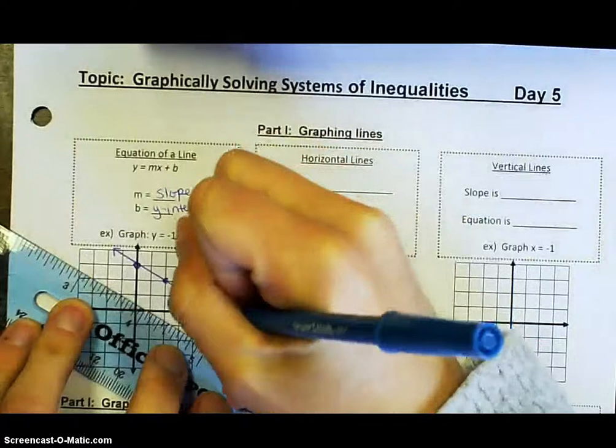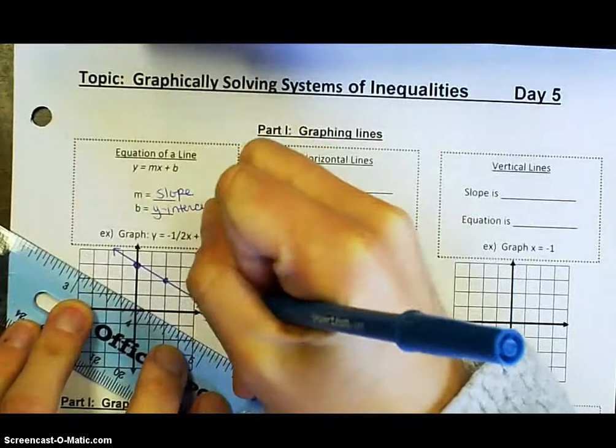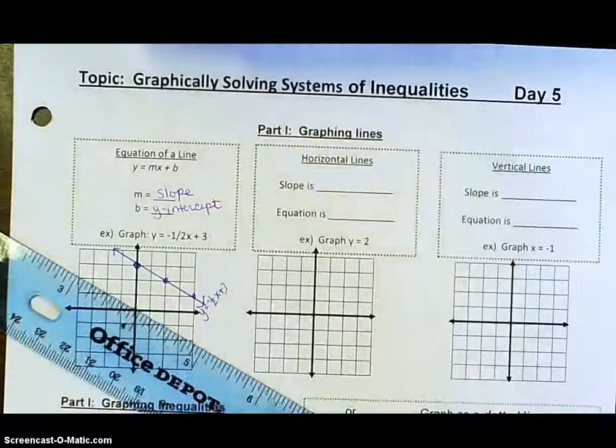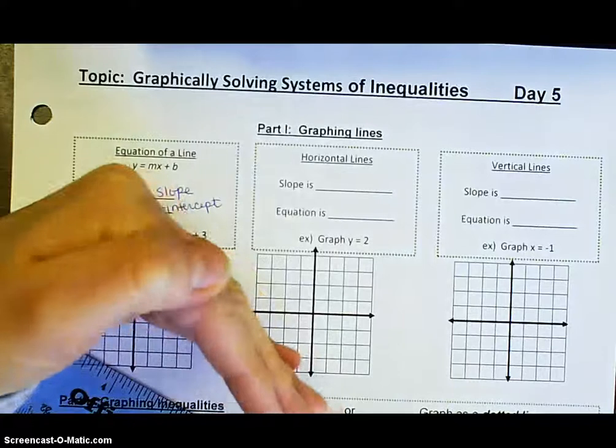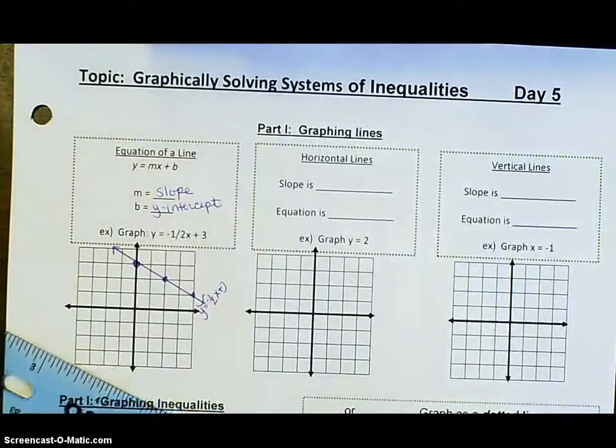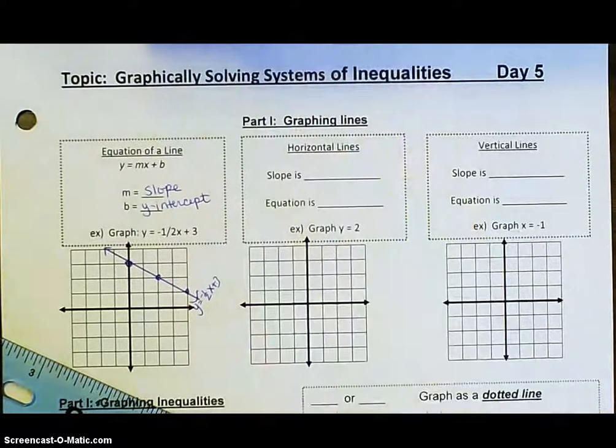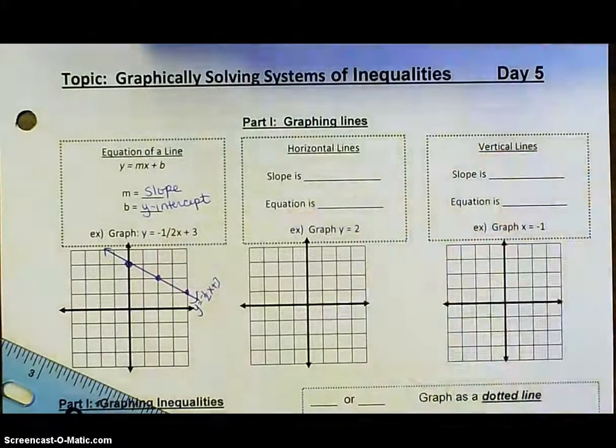Always remember, we want to label our lines at one of the arrows. Okay, so this is a diagonal line. It can be diagonal negative slope or diagonal positive slope. We can also have horizontal lines. So remember, a horizontal line goes straight across your screen.